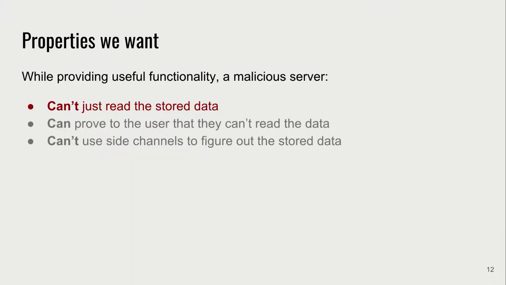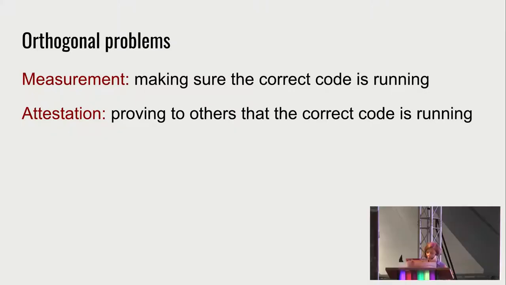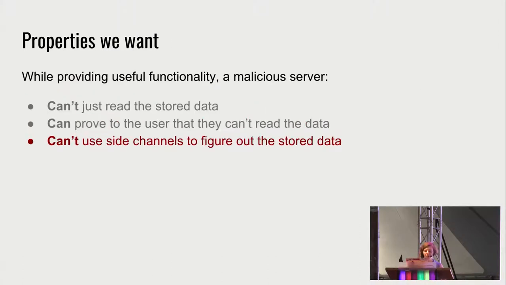Okay, so we know for sure that we're able to achieve the property of can't just read the stored data, and that's pretty simple if you don't want to do any computation on top of it. As for proving to the user that they can't read the data, this is a bit of an orthogonal problem, but it is something that is largely possible using measurement, which means making sure that the correct code is running, which pretty much amounts to doing a hash over the actual code itself, and attestation, which is proving that that hash comes from some sort of chain of trust that you can believe that it's running. These are separate problems, but you just keep in mind that you would also want those on top of any other properties.